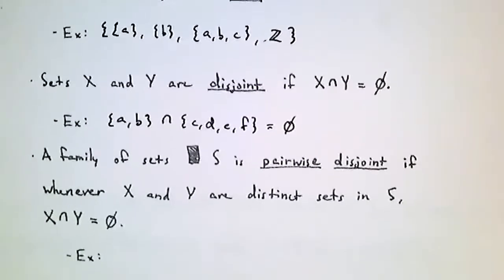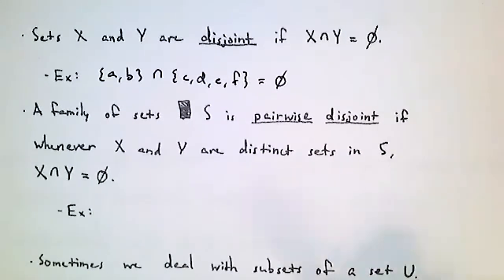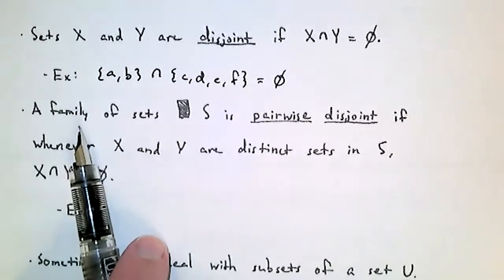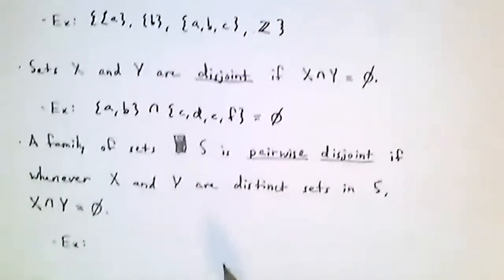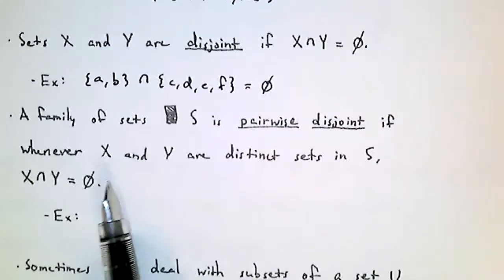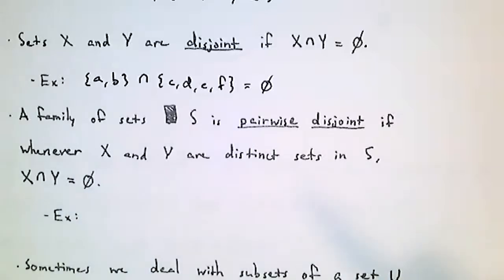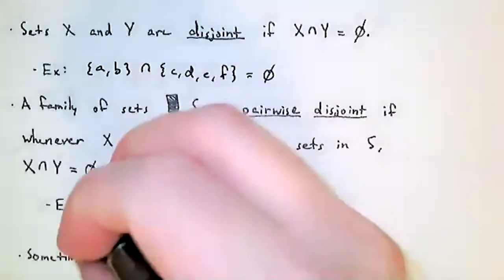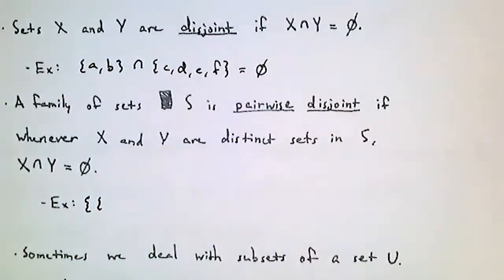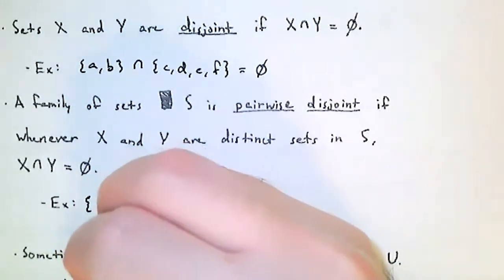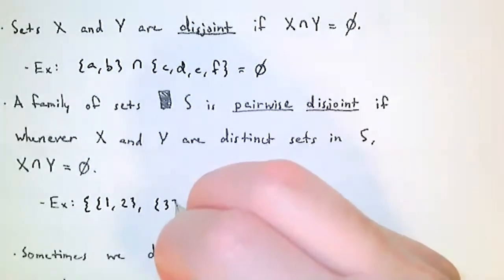Okay, so something that's a little bit more important are what are called pairwise disjoint families. That's where you have a family of sets, like this one up here. But if you look at any two sets in your family, they're going to be disjoint. Their intersection is empty. So what's a good example? Maybe just using some numbers.